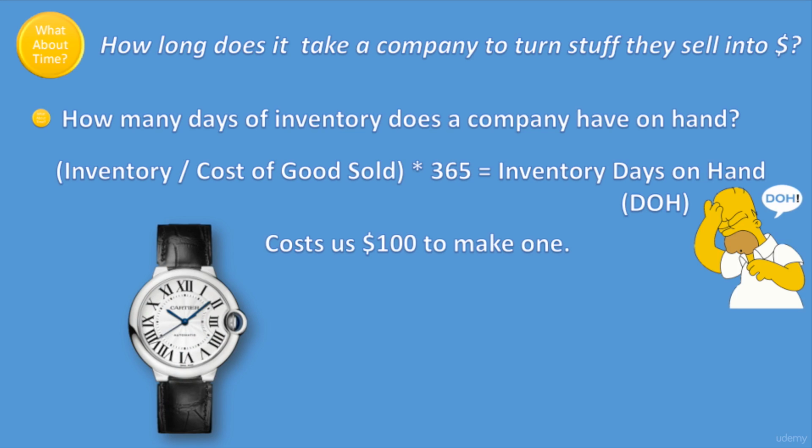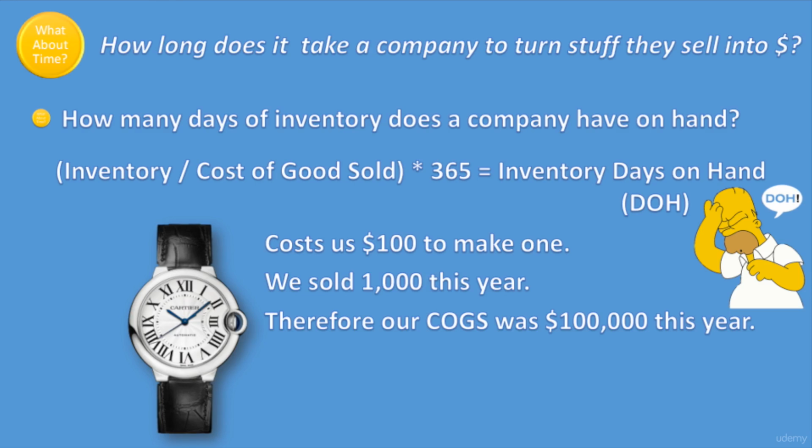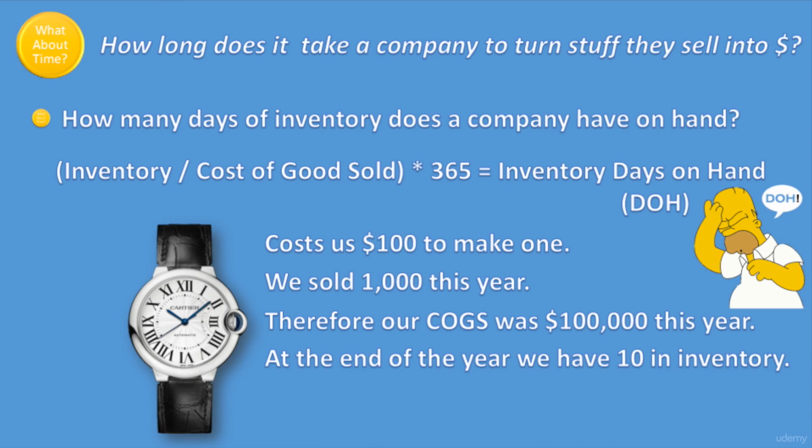It costs us $100 to make a watch, okay? We sold 1,000 this year. Therefore, our cost of goods sold was $100,000 this year, right? That's just $100 times 1,000. All right, at the end of the year, we have 10 in inventory. 10 times 100 equals 1,000. Okay, stay with me here.